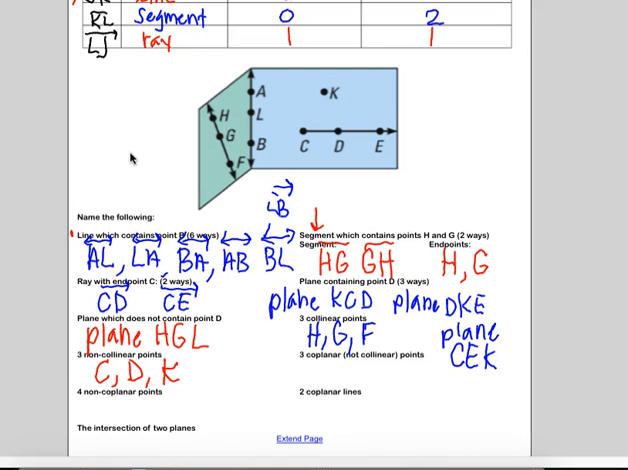3 coplanar points, but not collinear points. Okay, so that just means they're on the same plane, but not on the same line. So why don't we try something on this green plane? We could use G, F, and L. Anyone like the band Florida Georgia Line? FGL.